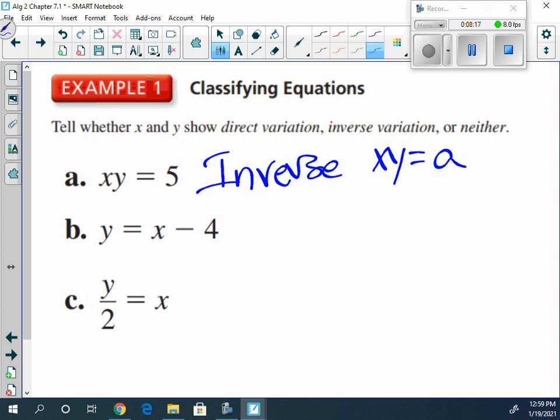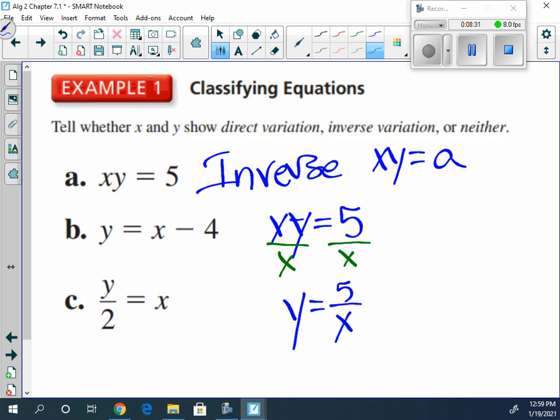Now, another way we could have looked at it is we could have taken x times y. You don't have to write this one down. If I get y by itself, I would divide both sides by x, and I get y is equal to 5 divided by x. And again, that's our inverse variation.